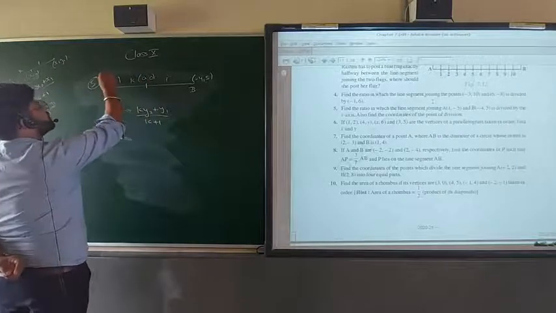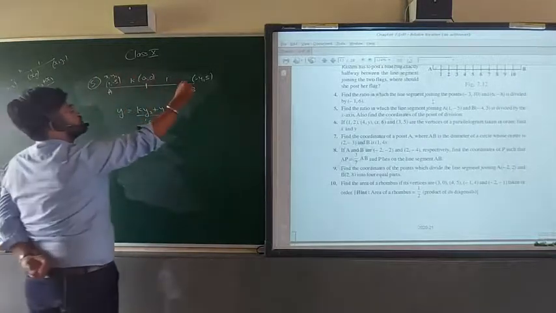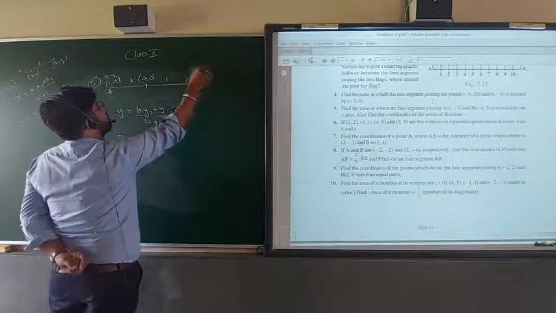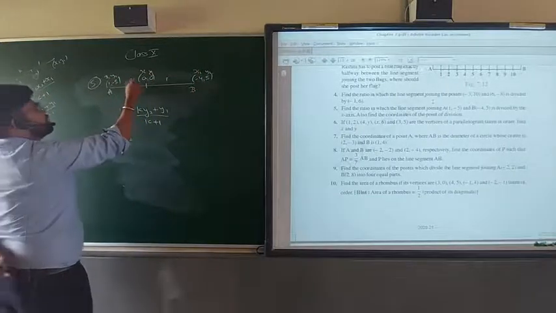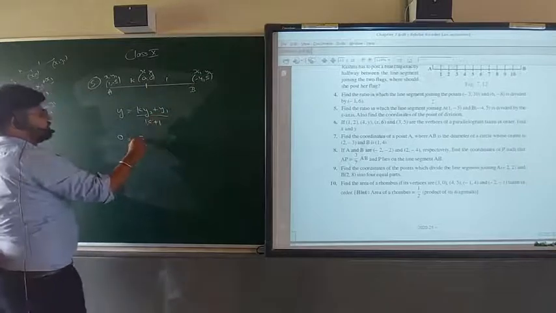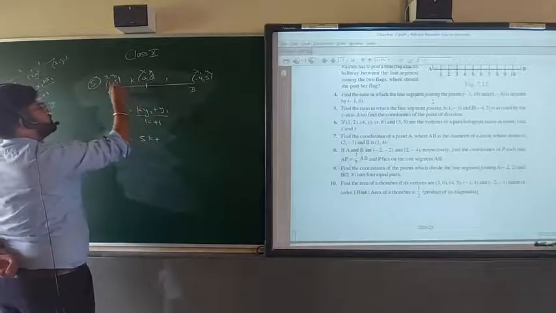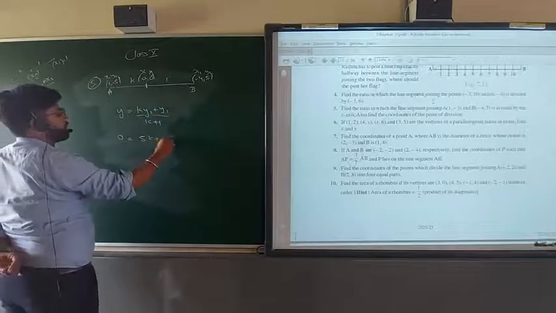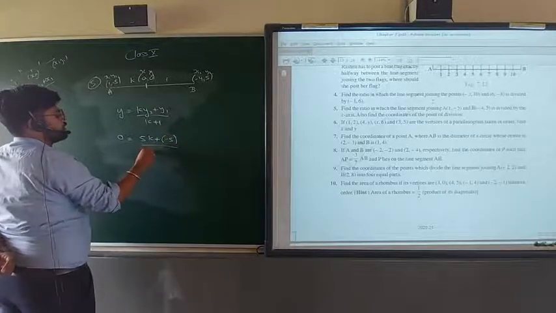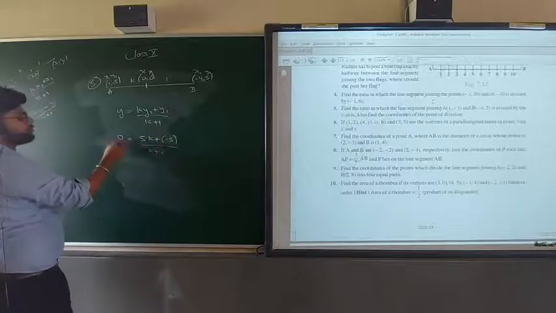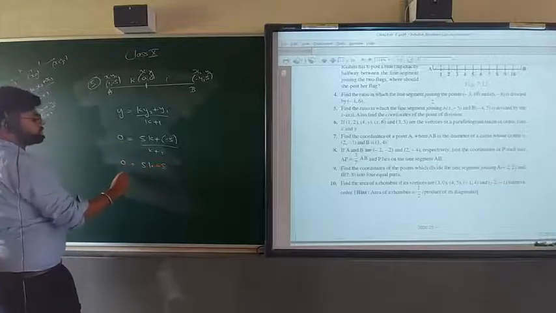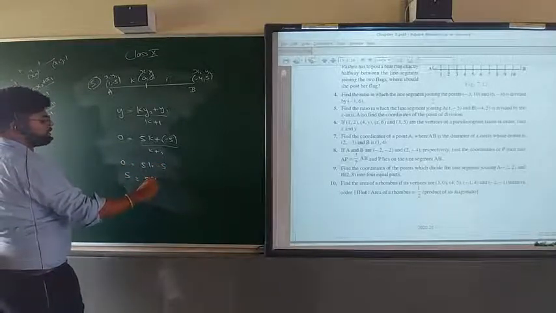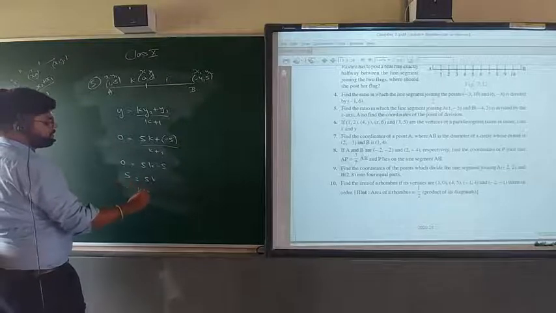Now k, this one x1, y1, x2, y2, and x and y. Now k into y2 will be 5k plus y1 minus 5 upon k plus 1. Now this whole is multiplied by 0. Answer will be what? 0 equals 5k minus 5. 5 will be shifted here, equals 5k. 5 divided by 5, what will be the value of k?